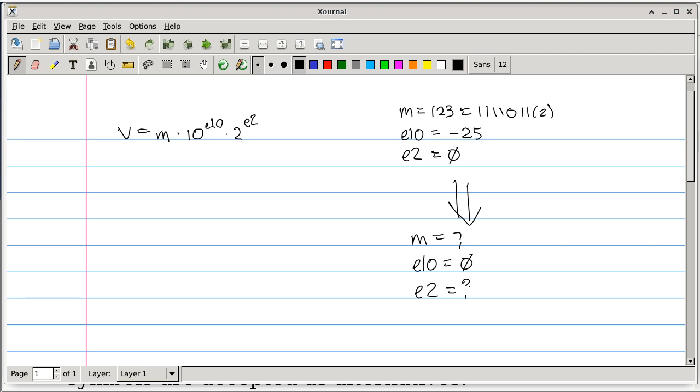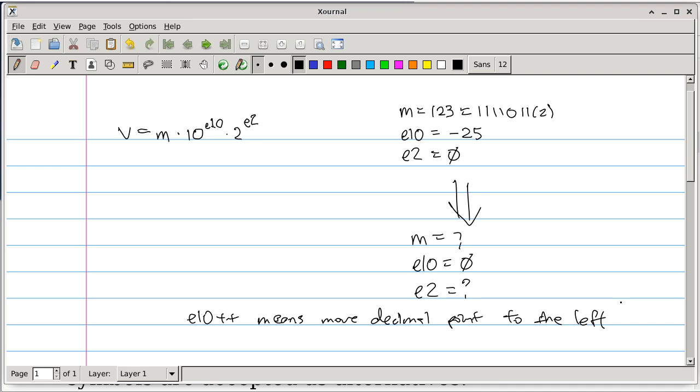Okay? So let me write it down. E10 plus plus means move decimal point to the left. But that's no good, because that means 123 becomes 12.3. And I explicitly said no double in the calculation process.